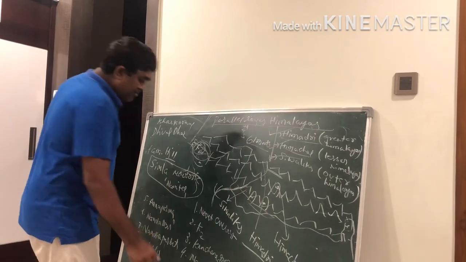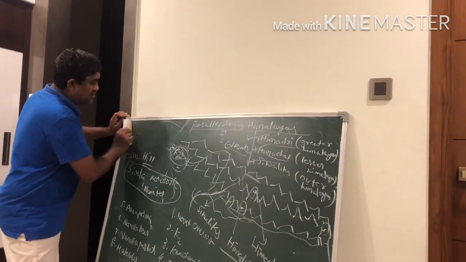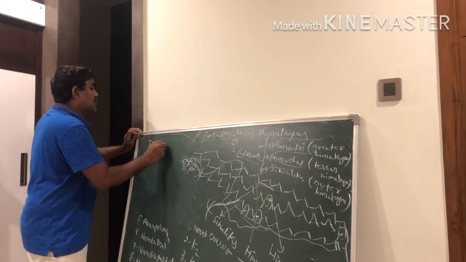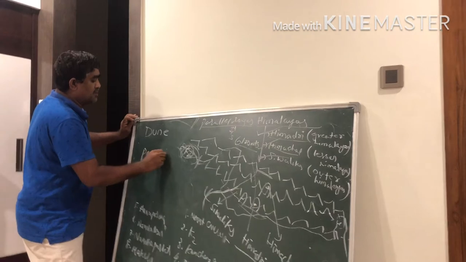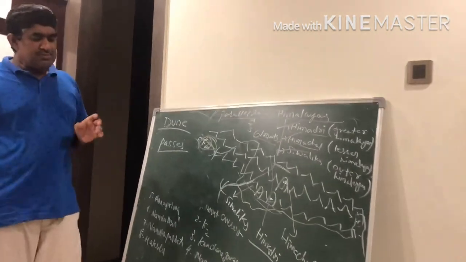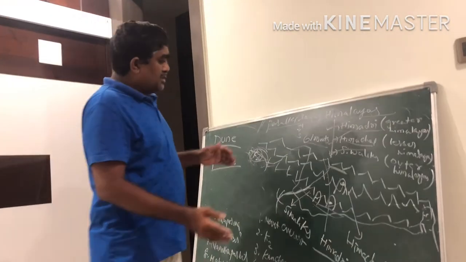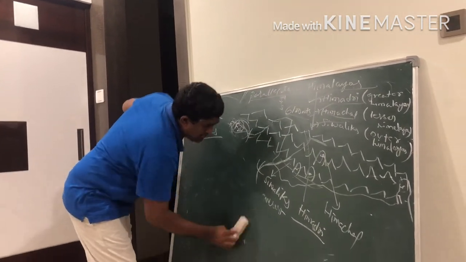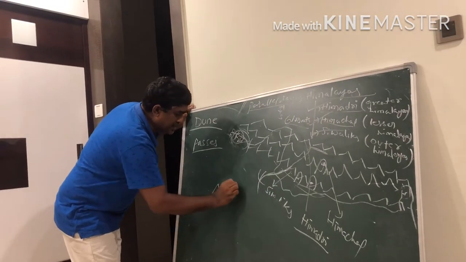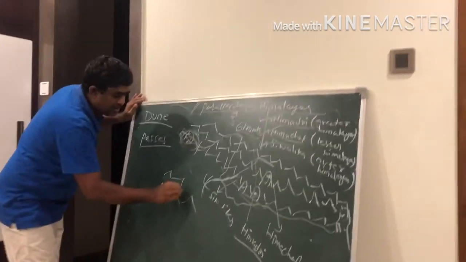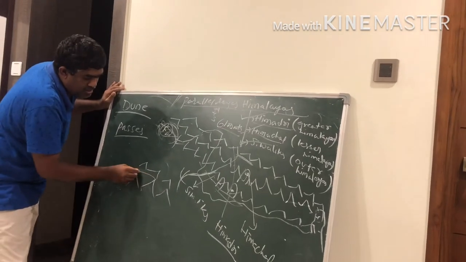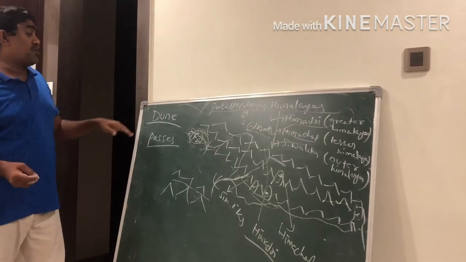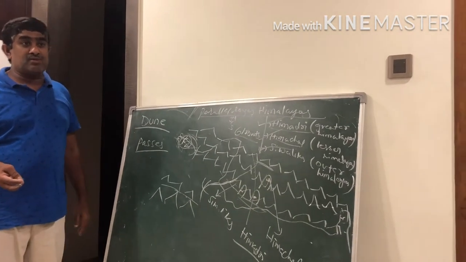And similarly here, we will come across two words. One is dune, D-U-N-E, and another one is passes. Generally, we have a mountain range, and they won't be regular. So in between these mountains, we have gaps. Those are called dunes.